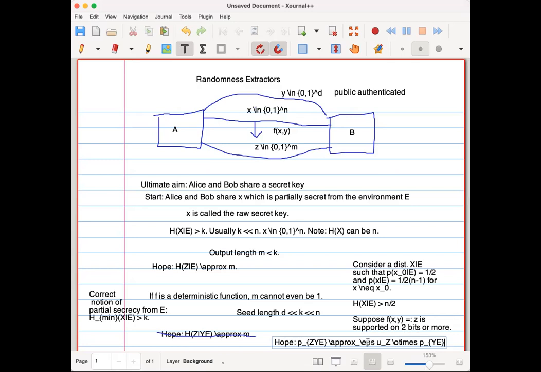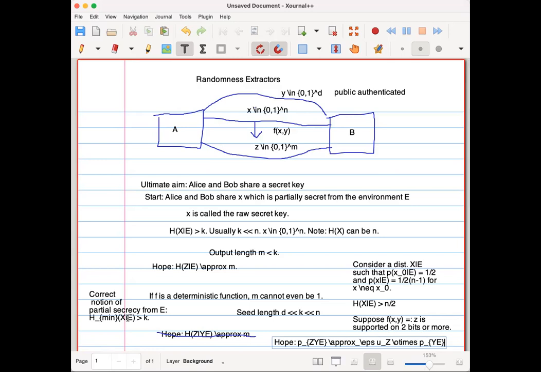Okay. So after I do this, I can come back to the correct notion of secrecy. This notion of secrecy, saying that the conditional min entropy is greater than K, actually suffices for the task of randomness extraction. It turns out it's a little too strong, because what I'm going to output is not the perfect distribution on the right, but something which is epsilon close in L1.